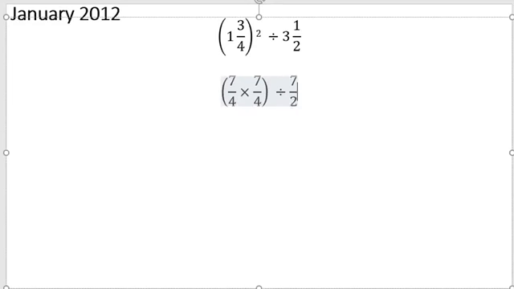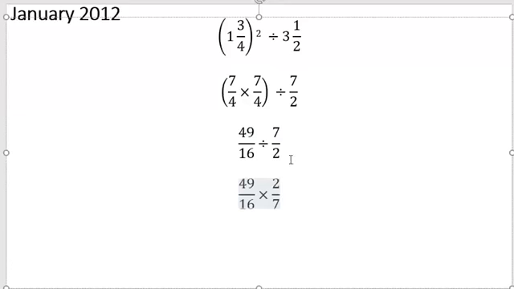6, and 1, 7/2. So when we do that multiplication, what we'll get is 7 sevens 49, 4 fours 16 divided by 7/2. What I will do now is 49/16, change our division sign to multiplication, and then flip the fraction that follows.